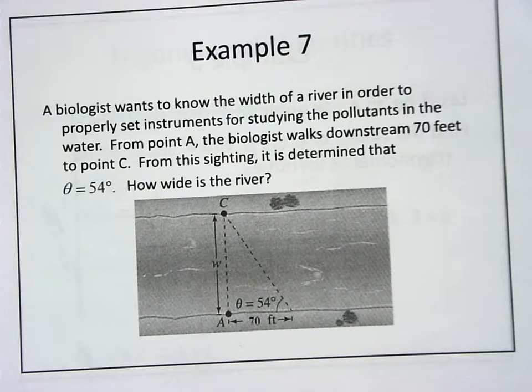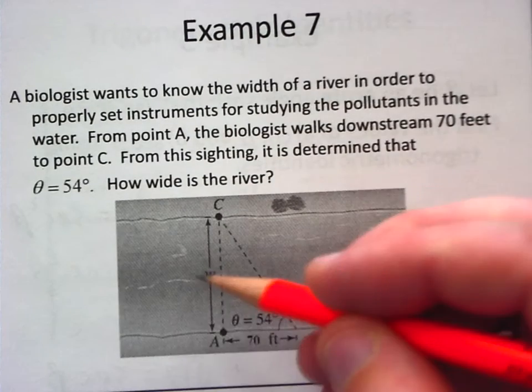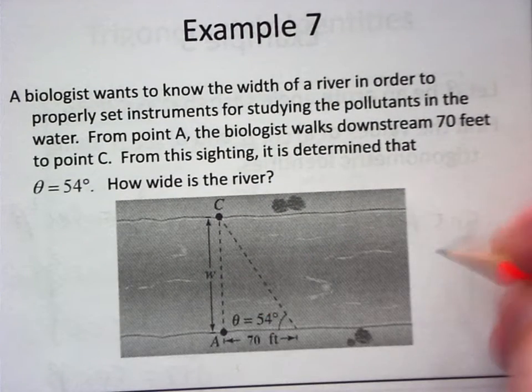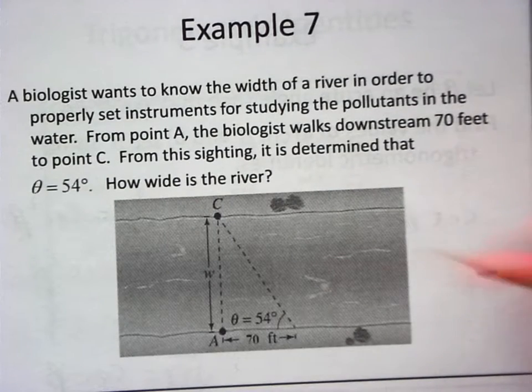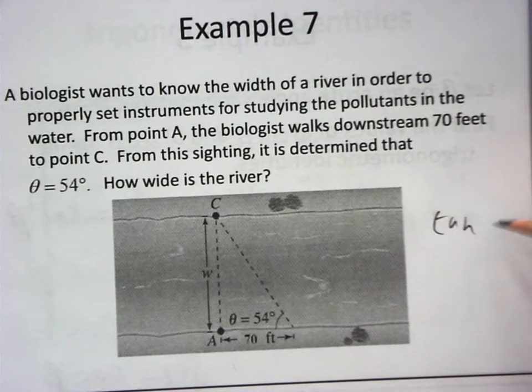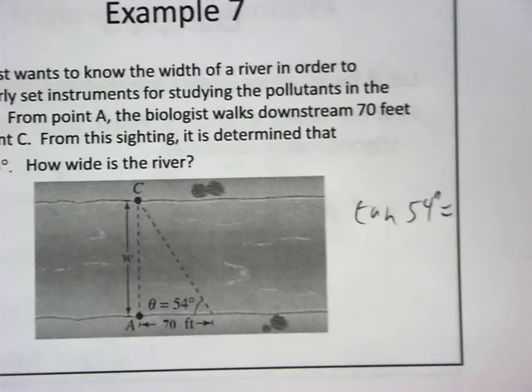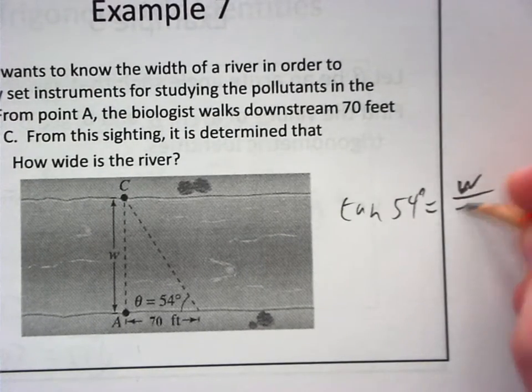and you can tell how far that is away. The nice thing about this is it makes what kind of triangle? Right triangle. Now I'm trying to figure out this side here. They use a W for width there. Which trig ratio would I use? Tangent. So tangent of that 54 degrees is going to be equal to what over what? W over 70.